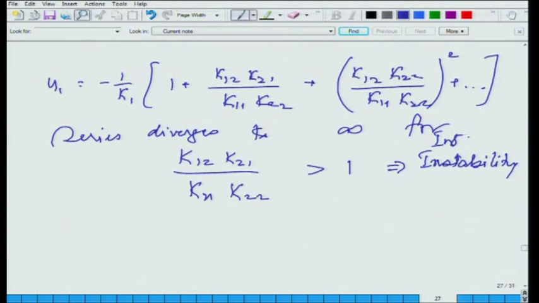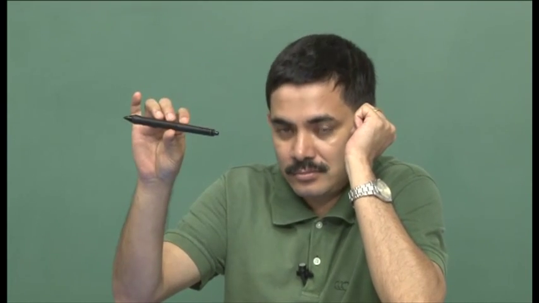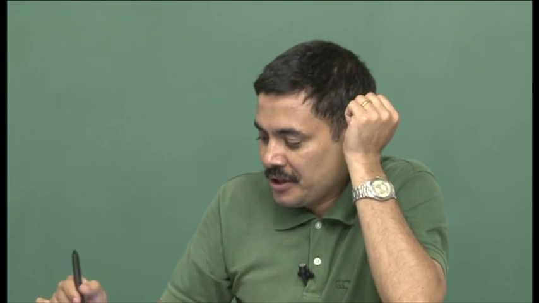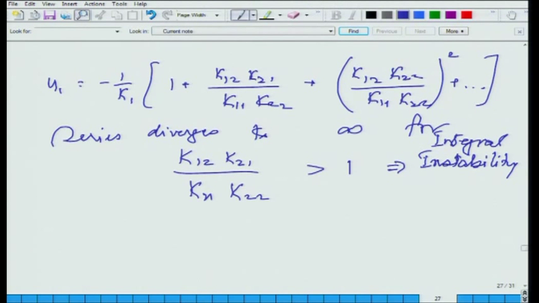In fact, it is called integral instability. And why do we call it integral instability? Integral action causes 0 offset. So if you are using a PI controller in order to maintain things at set point to get 0 offset, then integral action is in there, and if this condition is satisfied, you get instability, more specifically integral instability, integral indicating that we are trying to maintain both y1 and y2 at set point.